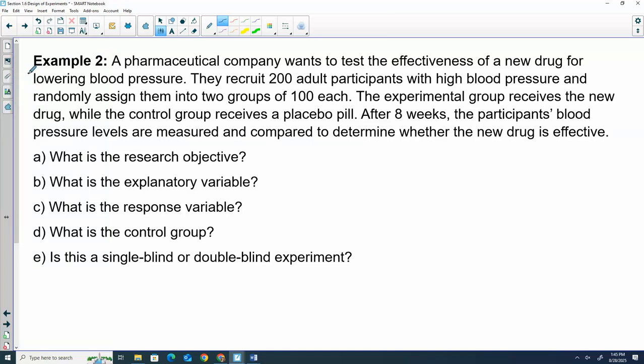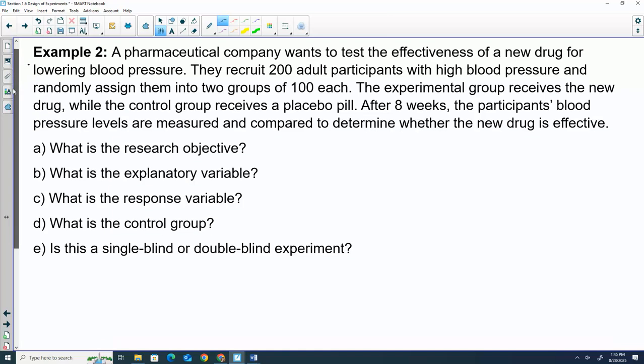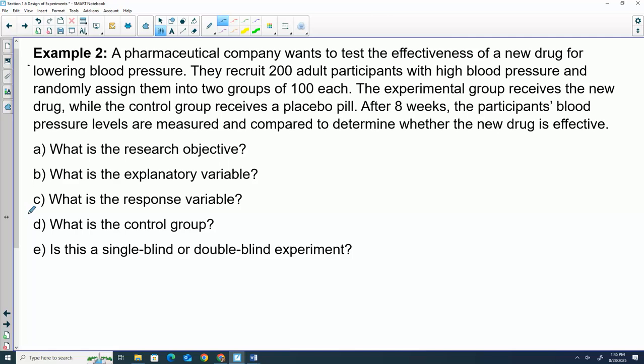All right, a pharmaceutical company wants to test the effectiveness of a new drug for lowering blood pressure. They recruit 200 adult participants with high blood pressure and randomly assign them to two groups of 100 each. The experimental group receives the new drug while the control group receives a placebo pill. After 8 weeks, the participants' blood pressure levels are measured and compared to determine whether the new drug is effective.